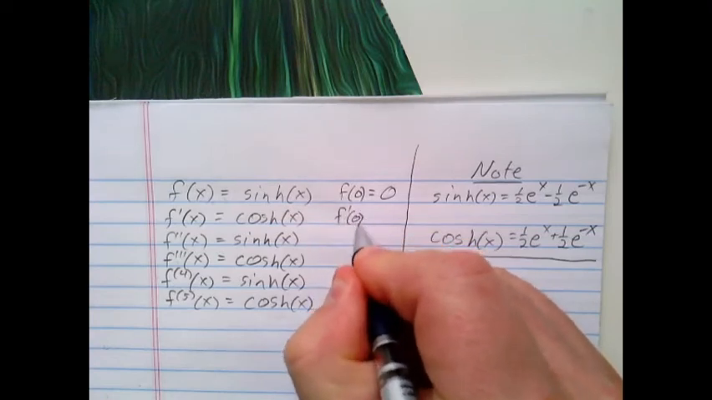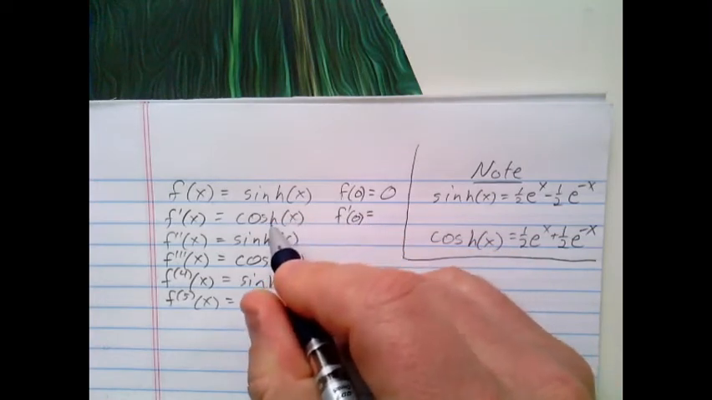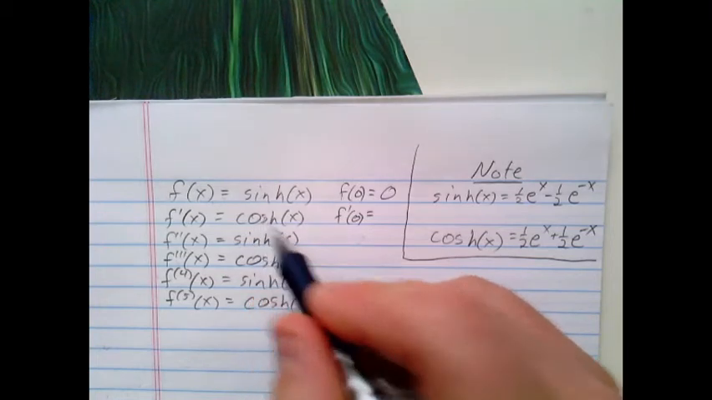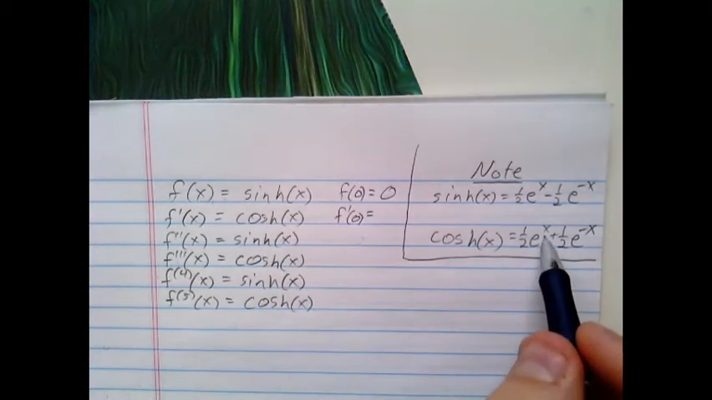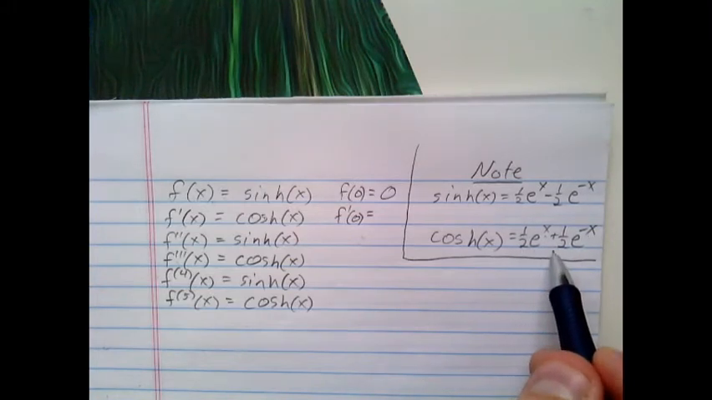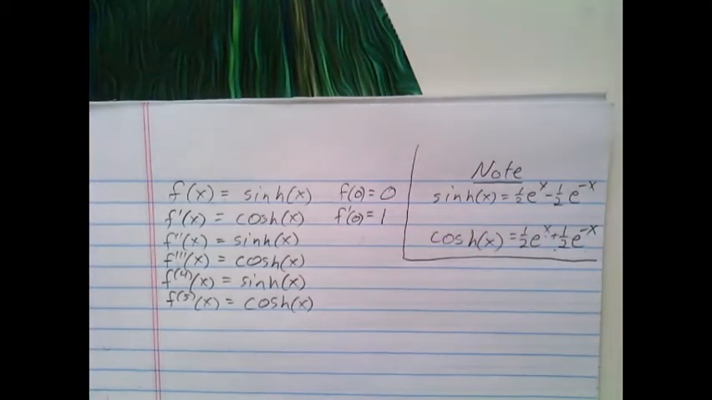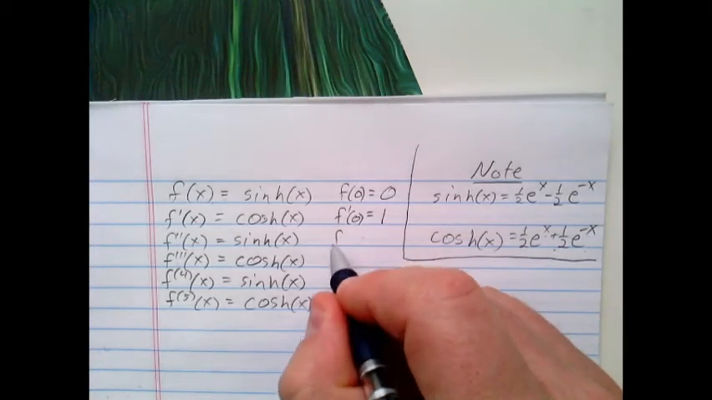And then f prime of 0. So I'm plugging 0 into my first derivative, which is hyperbolic cosine. And if I plug 0 into hyperbolic cosine, I'm going to get 1/2 plus 1/2. Alright, that's 1. Okay. This one is going to be pretty easy to pick up the pattern on these derivatives.